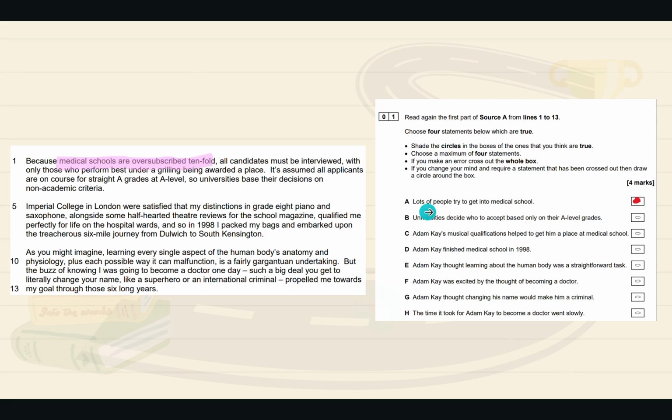So the first part that was correct is that lots of people tried to get into medical school. That can be shown through the pink quote here where it says medical schools are oversubscribed tenfold. The next one that's correct is that Adam Kay's musical qualifications helped to get him a place at medical school. This can be shown where it says my distinctions in grade 8 piano and saxophone alongside some half-hearted theatre reviews for the school magazine qualified me perfectly for life on the hospital wards.